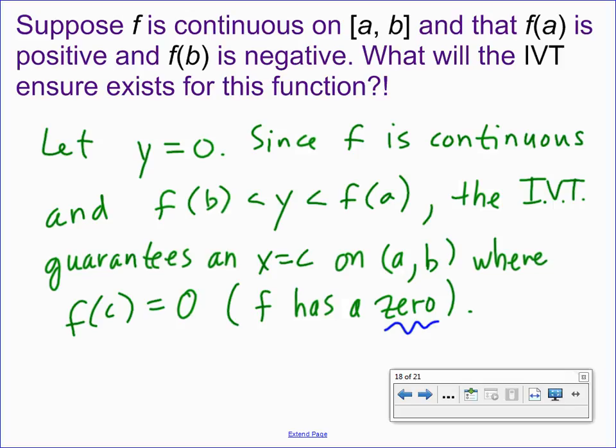If I have to trace through every single y coordinate in between f of a and f of b, the y values of my endpoints, it makes sense that I should have to cross through a particular y value of my choosing. Your burden just is to determine that the function is continuous on that interval, and the y value of concern is in between the y coordinates of my endpoints.